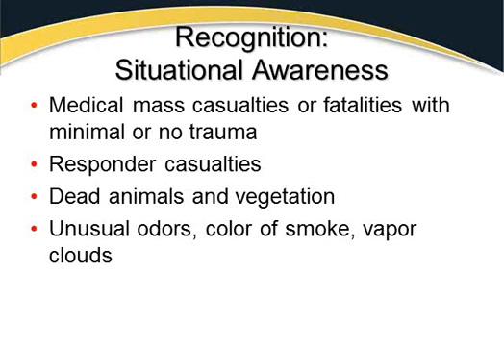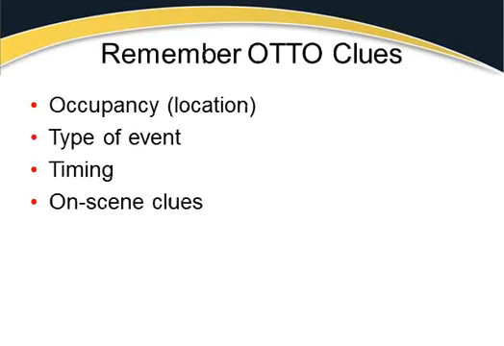All of a sudden, everybody got sick. Not very common for everybody to get sick. Do we have other responder casualties? Dead animals and vegetation, odors, smokes, vapors. Remember your OTTO: occupation, timing, type, and on-scene clues. Things to kind of jog your memory. Say, is there a good reason that I can think of offhand why something would happen right here, right now?